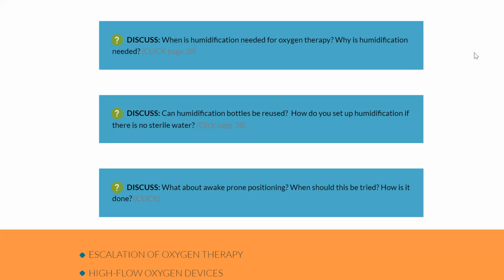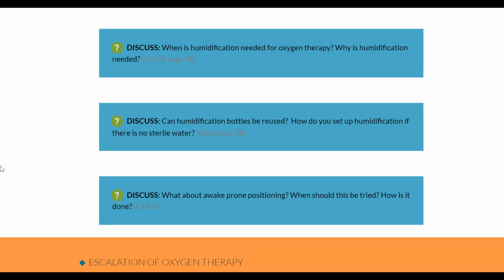But remember, if you are giving low flow, which means that you are giving less than 6 liters per minute, you don't really need humidification because the risk of drying the secretions is very low with that, and also patient discomfort. But if you're giving more than 6 liters, you have to start considering humidification.